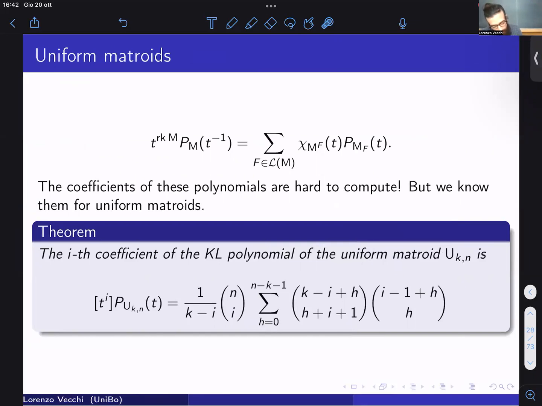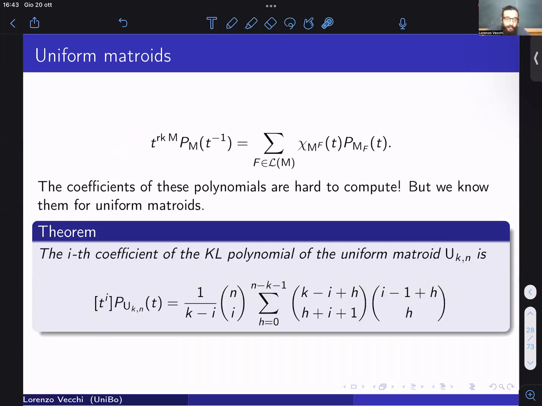So again, I want to stress the fact that using this definition doesn't let you go very far with computations. Even if we plug this into a computer, this becomes very daunting because the size of the lattice of flats becomes very large very quickly. And then this polynomial here needs to be computed recursively with the Möbius function, and this polynomial here is also computed recursively using the characteristic polynomial.